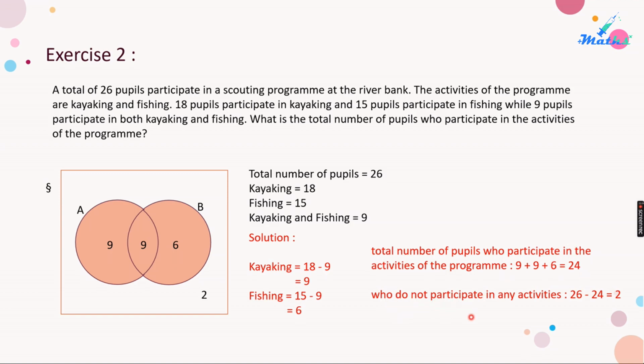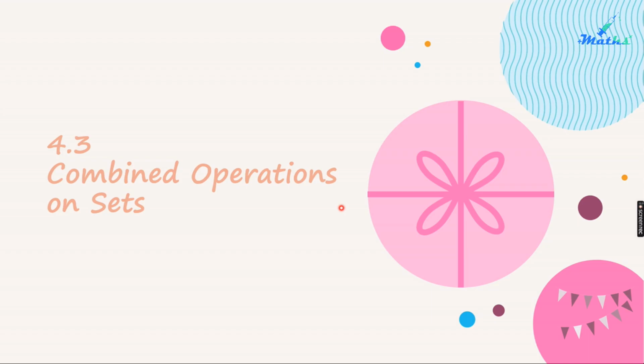And who does not participate in any activity is 2, because we have total of people is 26, but we only have 24 people participate in the activity of the program. So the other 2 we write down outside of the Venn diagram here.